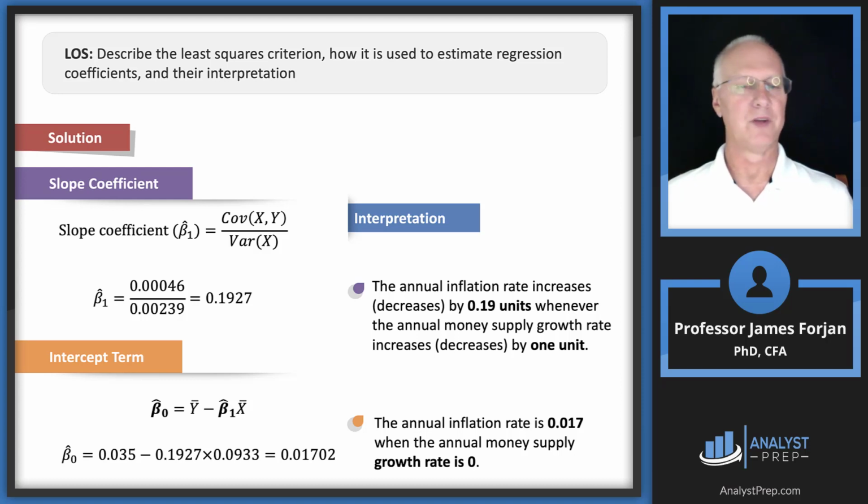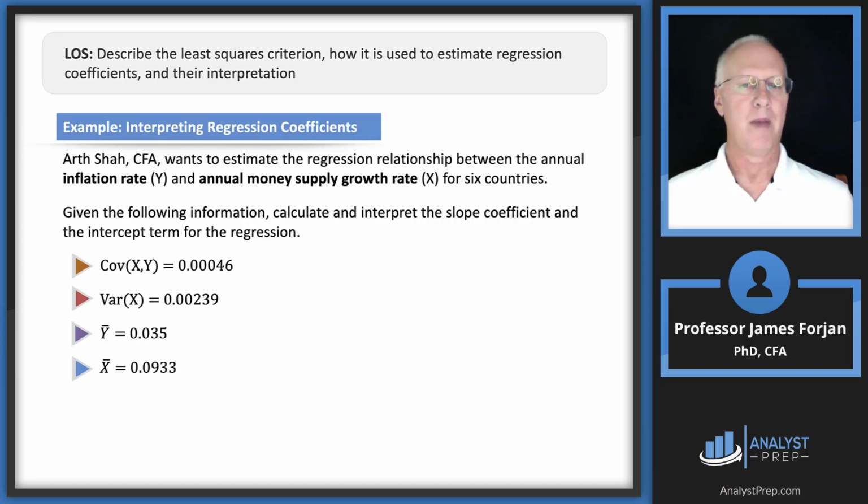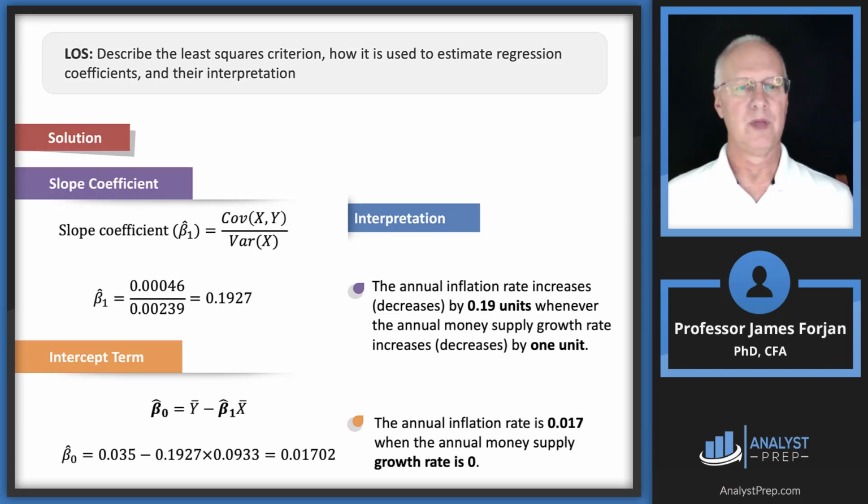All right, slope coefficient, this is a super easy one. Let's just take the 46 over the 239. We're given those back in the question stem. If you do that, you get about 20%, 19.27. So let's read the interpretation. Annual inflation rate increases, and notice that we have decreases in there because covariance can be negative. So make sure if the beta 1 hat coefficient is negative, then you have that inverse relationship. Here, annual inflation rate increases by 19 units whenever the annual money supply growth rate increases by 1 unit.